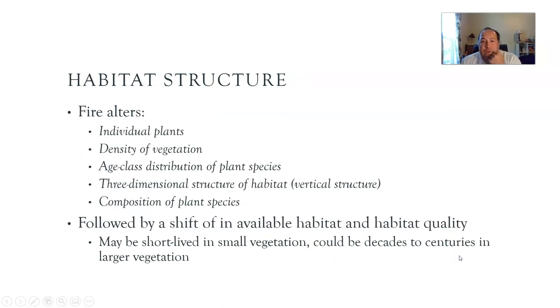But let's focus a little bit more. So let's talk about habitat structure specifically. So fire, in terms of habitat structure, can alter individual plants. It can get rid of some plants. It could favor some plants over other plants. It could limit the size of some plants.